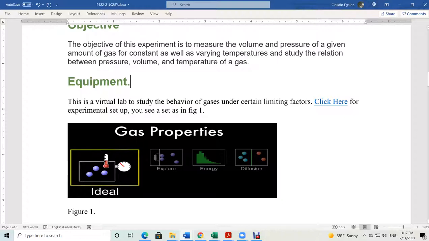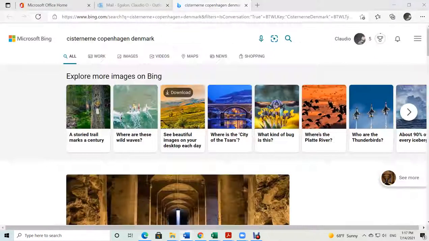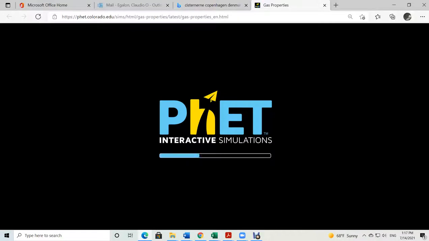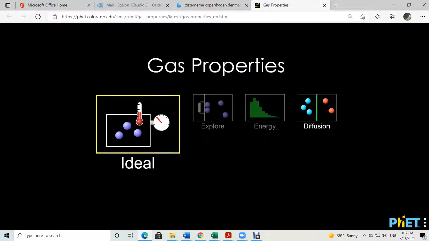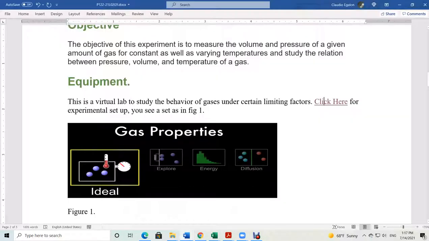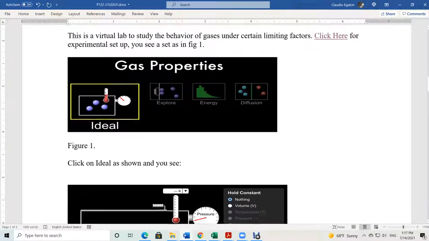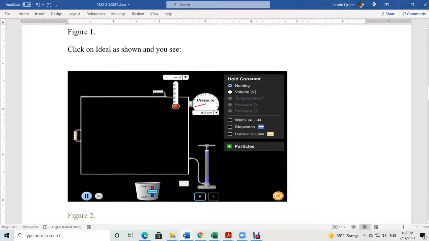Okay, thank you. So let's go ahead. This is a virtual lab to study the behavior of gases under certain limiting factors. Click here for experimental setup. Let's click this link. Sometimes those links don't work, but I think we're lucky here. Here you go, we got it. Ideal gas, right? Let's go back here. Figure 1, click on ideal gas, and you will see.